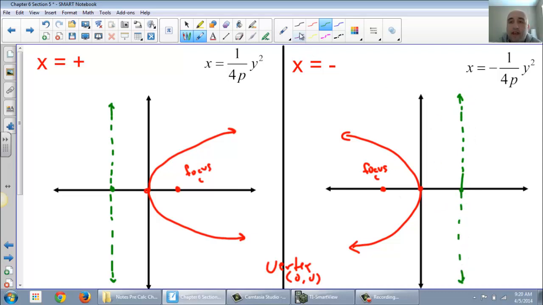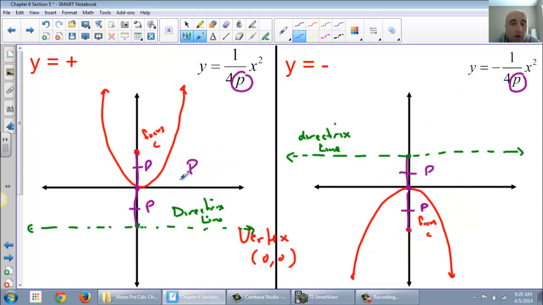Now remember that the distance here has to be exactly the same distance. That little tick mark means that they're the same distance away. And remember, what is that distance? That distance is P. Okay, and we'll talk more about P in a second. All right, now, each of these directrix lines, each of these green lines I've drawn in, have an equation. And you have to remember what the equation is.